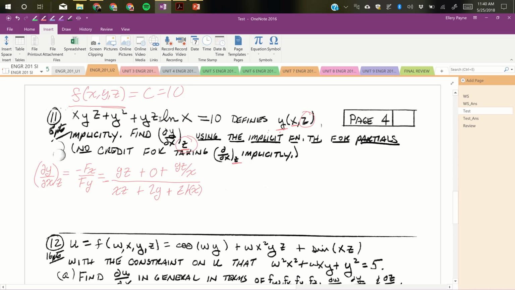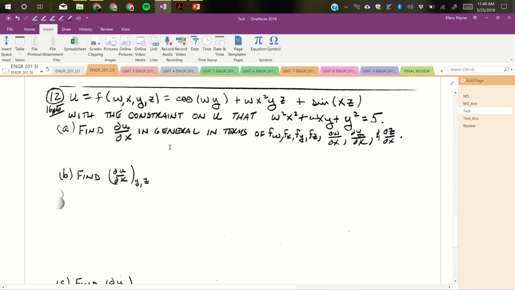All right. Moving on to the next one. I'm going to do purple. So now we have a function u, and that u is a function of w, x, y, and z. And that equals this equation here, cosine wy, wx squared yz, sine xz. Now with the constraint on u that wx squared wxy plus y squared equals 5.